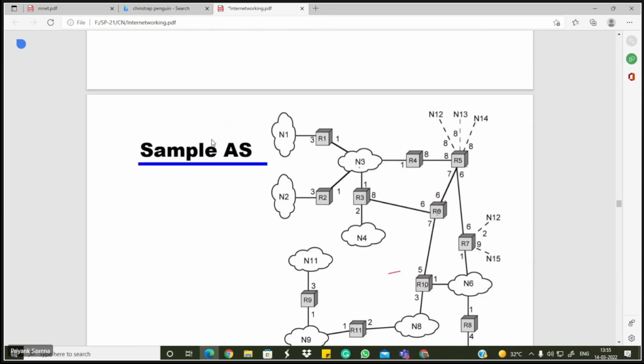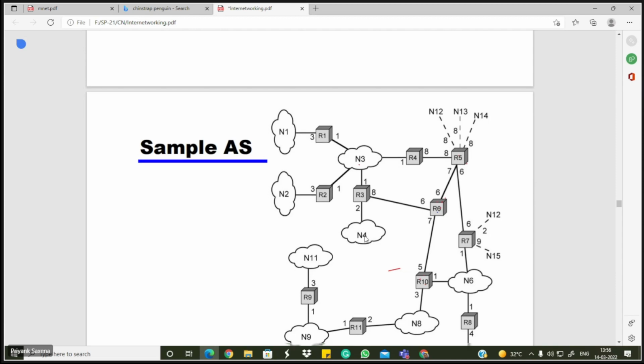Transit means the packets are entering and passing through the network, like N3, right? So that is a transit network. N4 is an example of a stub network, because it is not a transit network. Here everything ends over here, right?